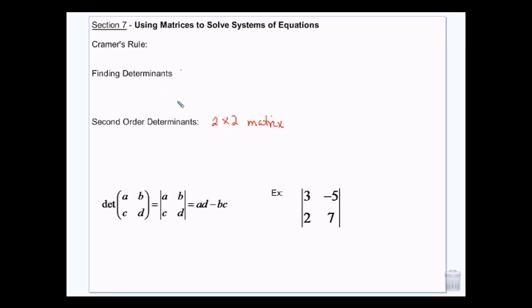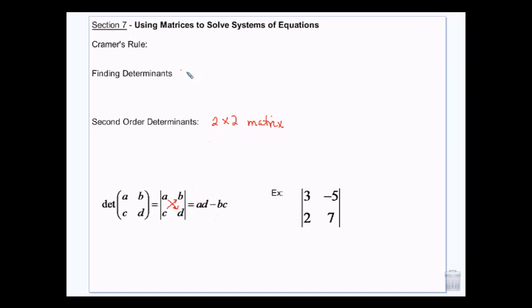A determinant is something that you can evaluate from a matrix, and it involves the sum of the products of one diagonal minus the sum of the products of other diagonals. But in a 2 by 2 matrix, it's really simple. You make an X: AD minus CB. This is the determinant.